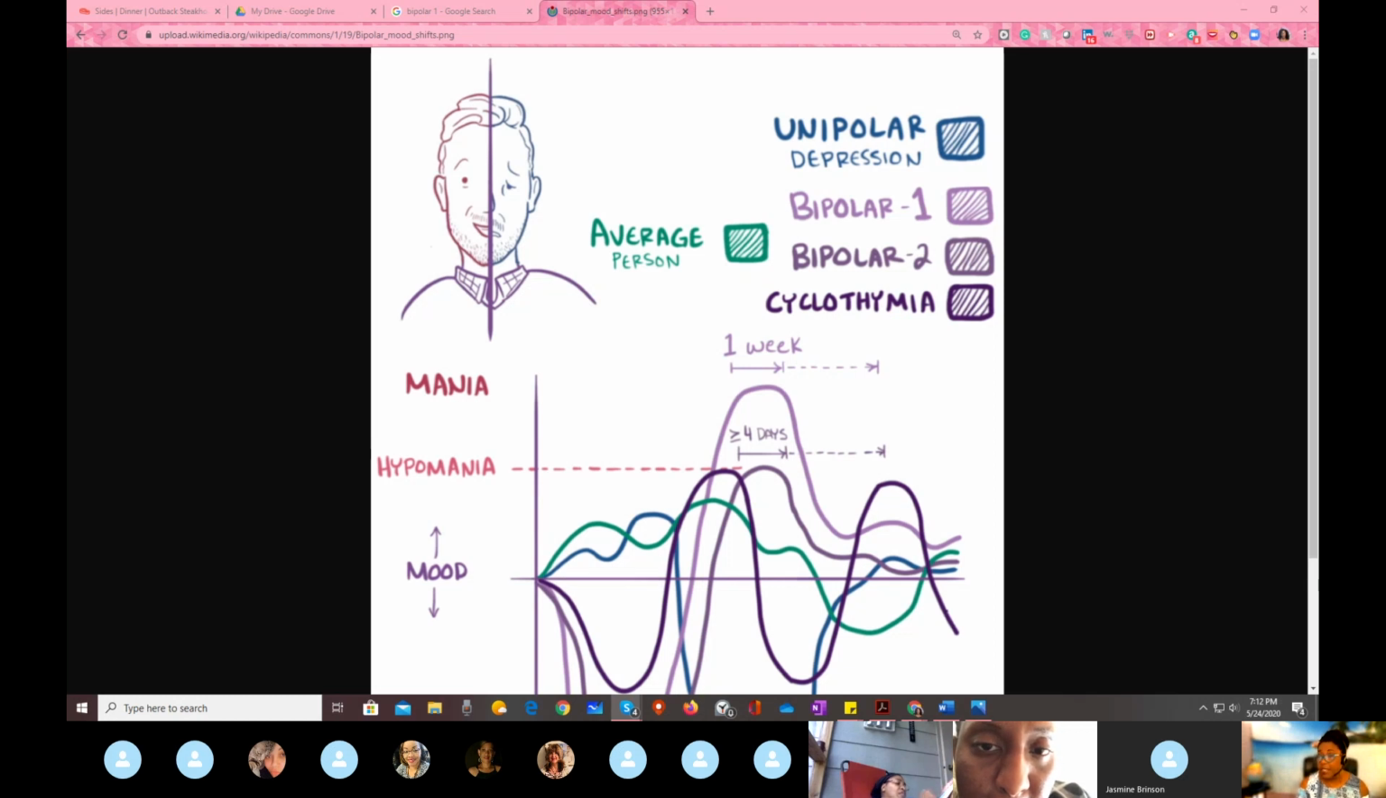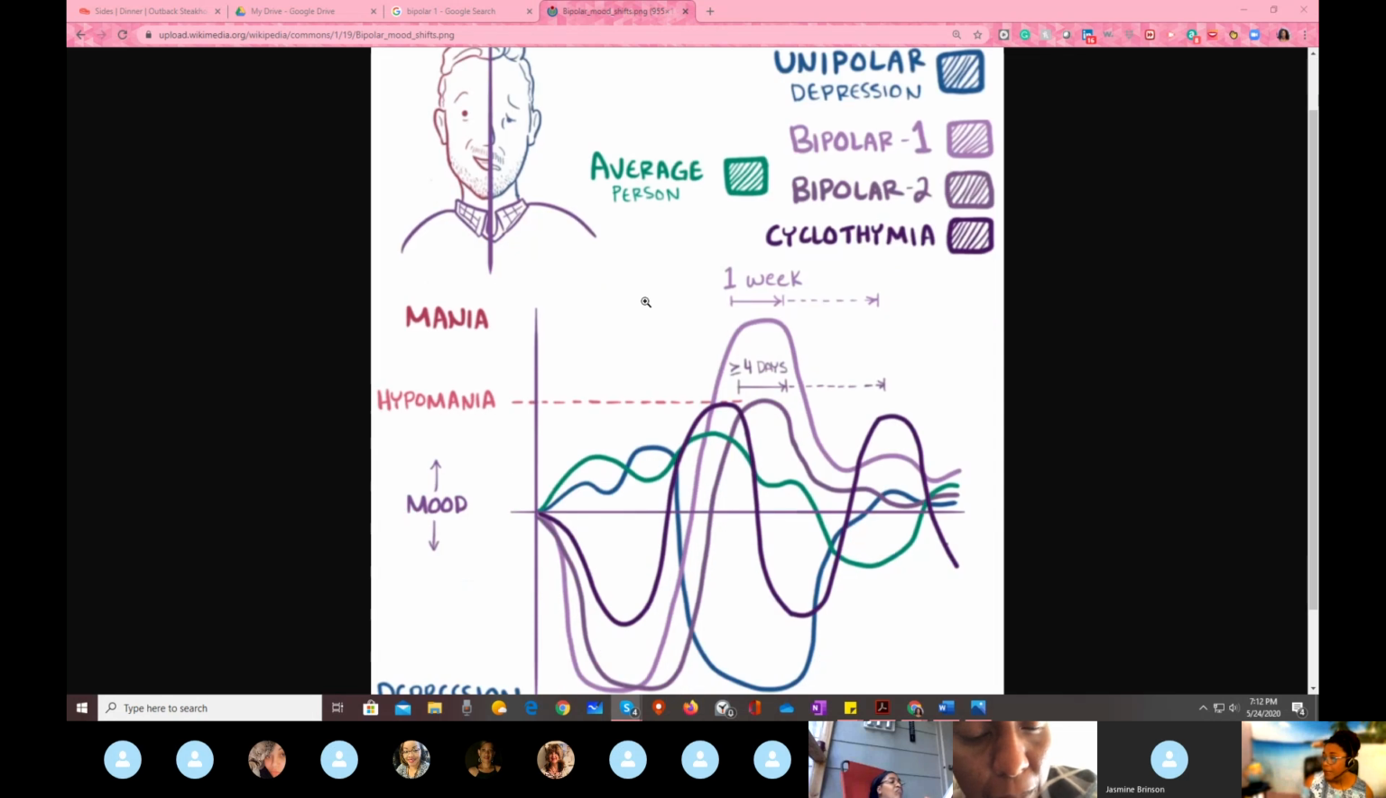At least 7 days, but I still am going to have the depression. So I've got at least 2 weeks of depression, as well as that full blown manic stage. My bipolar 2 is my hypo. Hypo is a little less. Hyper would be above, hypo is below. So I'm going to have at least 4 days of a manic episode, but not the same as a full-blown manic episode.